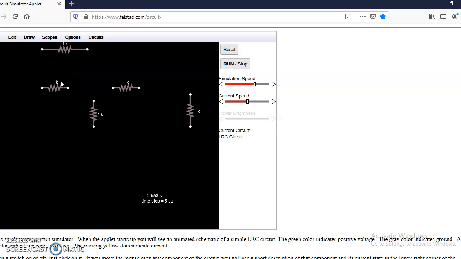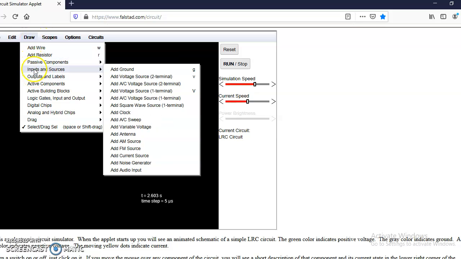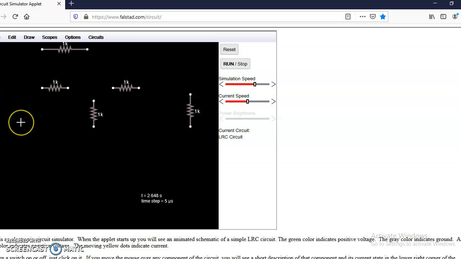Now press escape. After this we require 3 current sources. Go to the input sources and you will get add current source. Depending upon their directions, you can click and draw these current sources. One is in parallel with that resistance, and the next one is in parallel with this resistance, in this direction. Now press escape and complete the circuit diagram by adding wires.